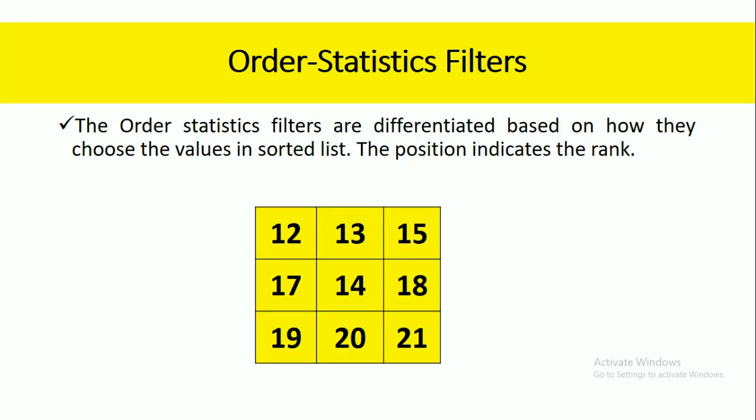The order statistics filters are differentiated based on how they choose the values in the sorted list. So the position indicates the rank. For example, here we are taking this 3x3 image. Now we will see the order statistics filter application by applying it on this image.